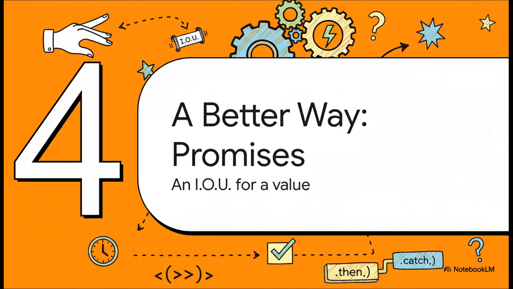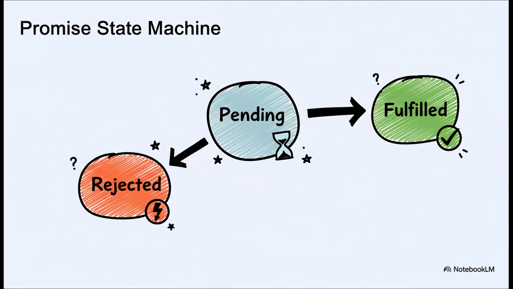So to fix this mess, JavaScript introduced a much more elegant idea: promises. A promise is really just an object that represents a future value. It's like getting an IOU from the browser. It says, I promise I'll get you a result from that async thing you asked for as soon as it's ready. Every promise has its own little journey.